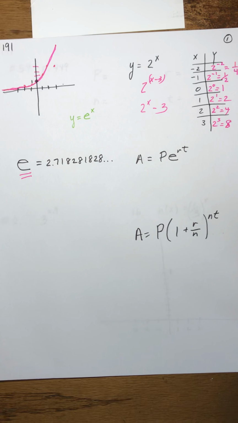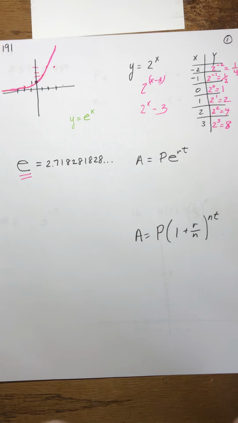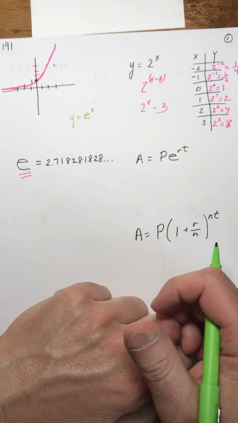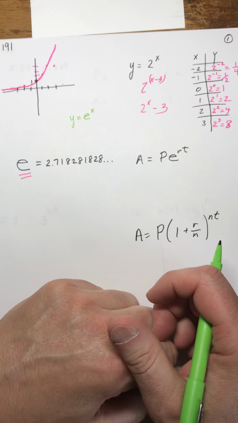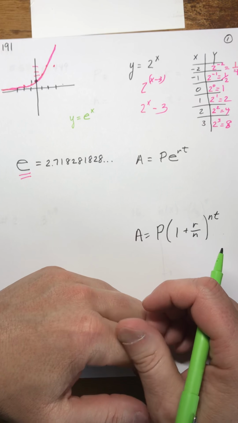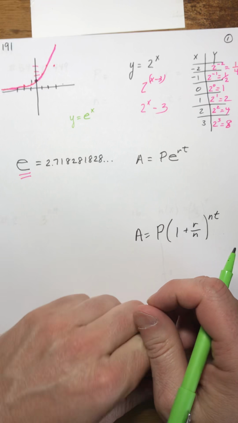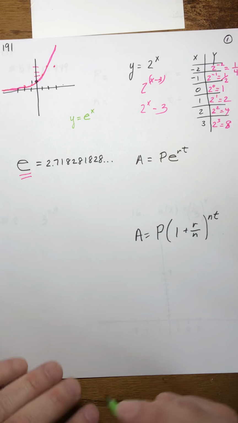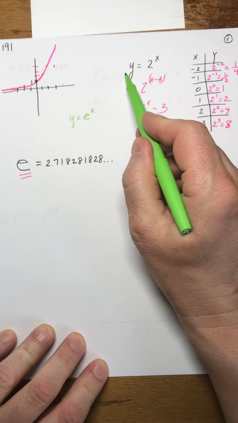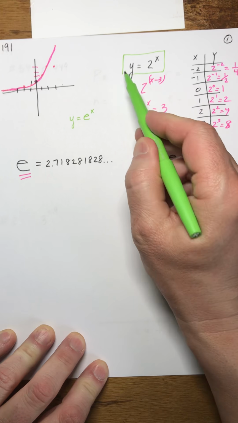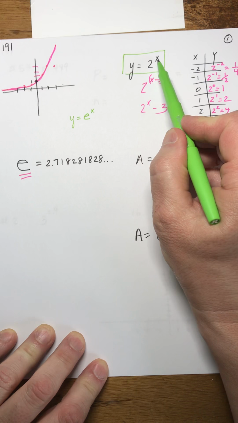Hi guys, this is your next lesson on what we call exponential functions and logarithmic functions. We're going to talk about exponential functions first. This is the beginning of chapter 3. An exponential function would be like this one here, y equals 2 to the x, where the exponent is actually the variable.